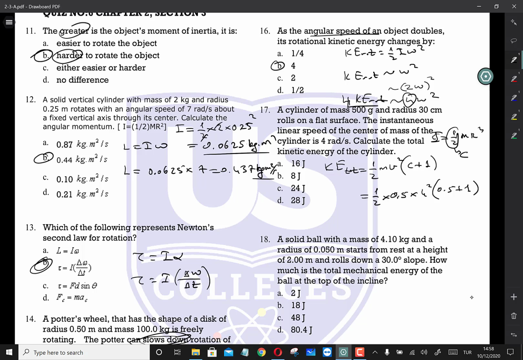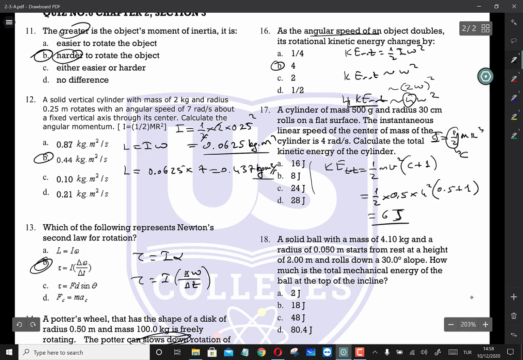1 over 2 is 0.5, multiplied by once again 0.5, multiplied by square root of 4, multiplied by 0.5 plus 1, which is equal to 1.5. So all multiplied, the answer is 6 joule. 6 joule is the answer.